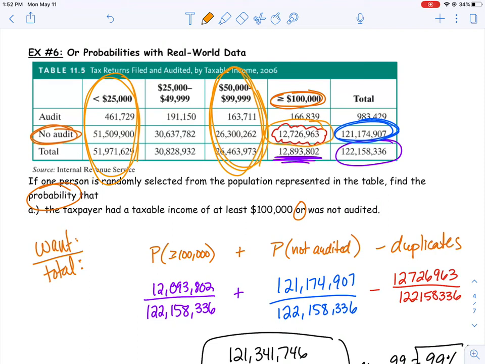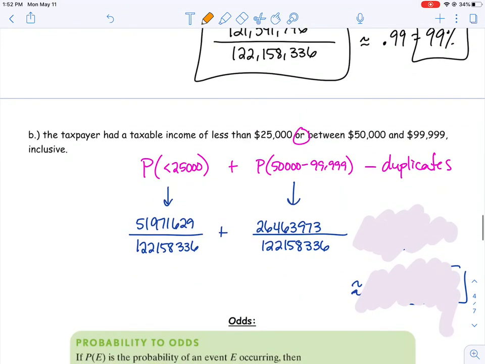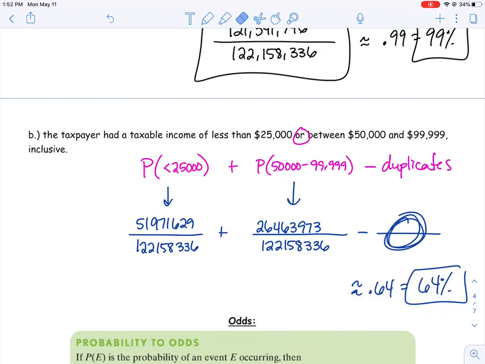There is no duplicates, right? You're either going to make less than 25,000 or between 50 and 100,000. They're not going to be able to make both. And so in this example, I tried to trick you. There are no duplicates. But you still got to think about it because if there is some, it does make a difference. But there is no way that you can make less than 25,000 and in between 50 and 100,000 at the same time. There are no duplicates on this one, so you wouldn't have to subtract. You end up getting 0.64 or 64%.